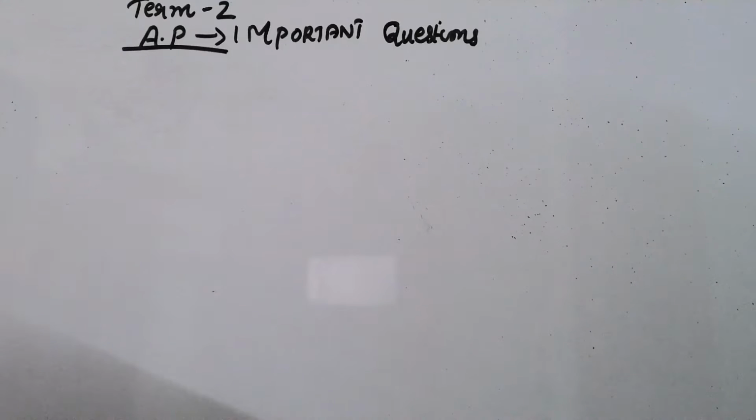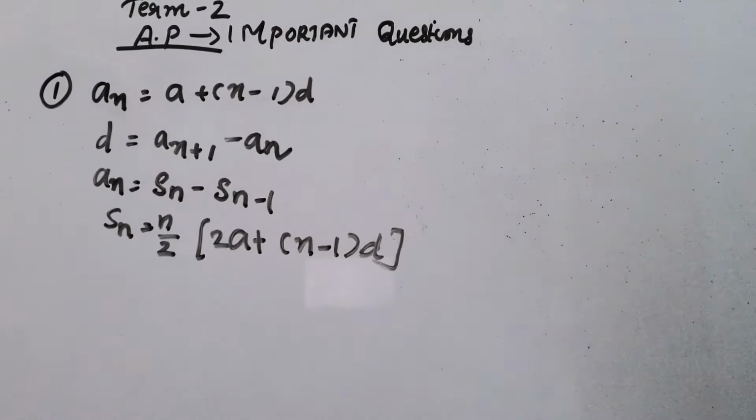Today we're discussing some of the important questions related to term 2. Okay, term 2, the arithmetic progression. First of all, we have to discuss some of the formulas included in our arithmetic progression. These are the most important formulas we have to see in our arithmetic progressions chapter.